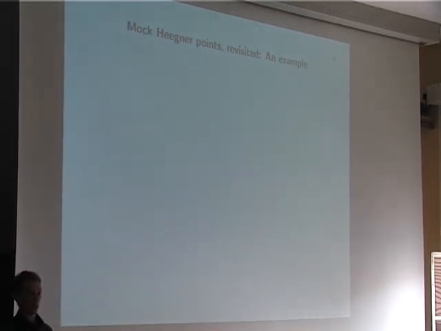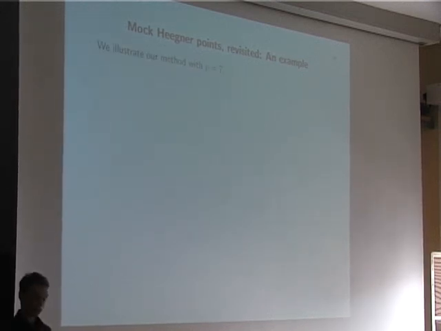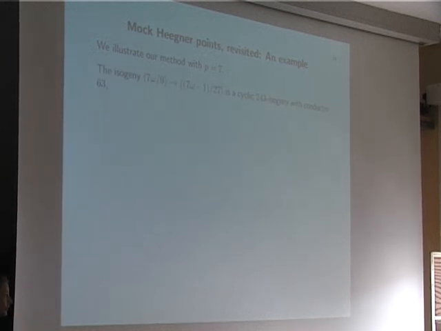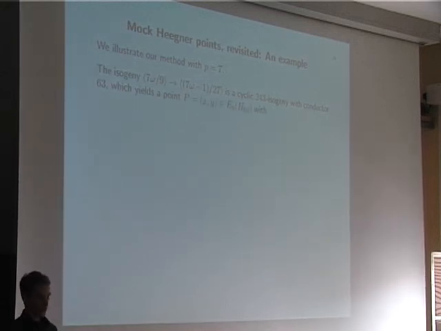Instead, let's do an example. Let's show you how this really works for p equal to 7. I failed with x naught of 27, but maybe I will succeed here. First of all, I write down a cyclic 243 isogeny, and the conductor is 9 times 7, which is 63. I think we're used to this now.